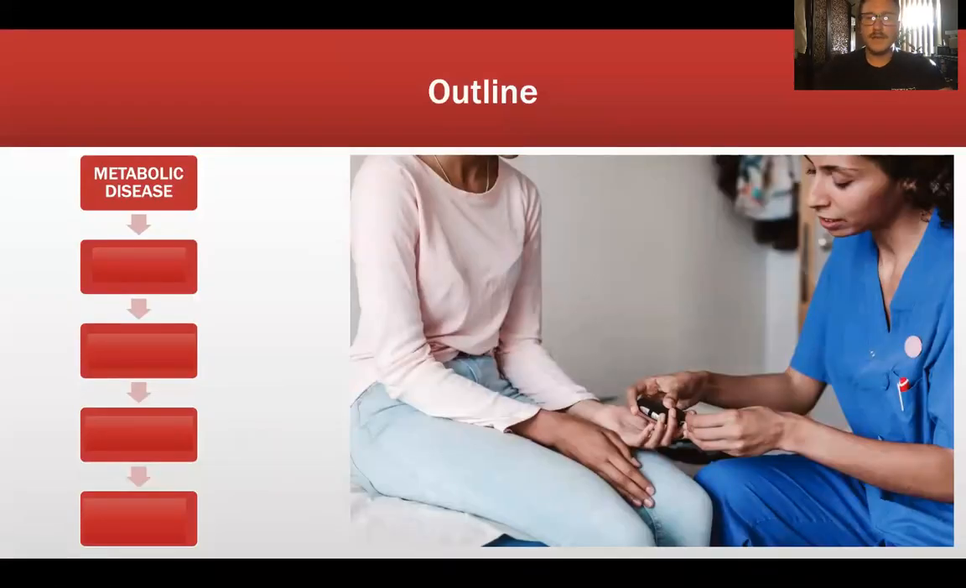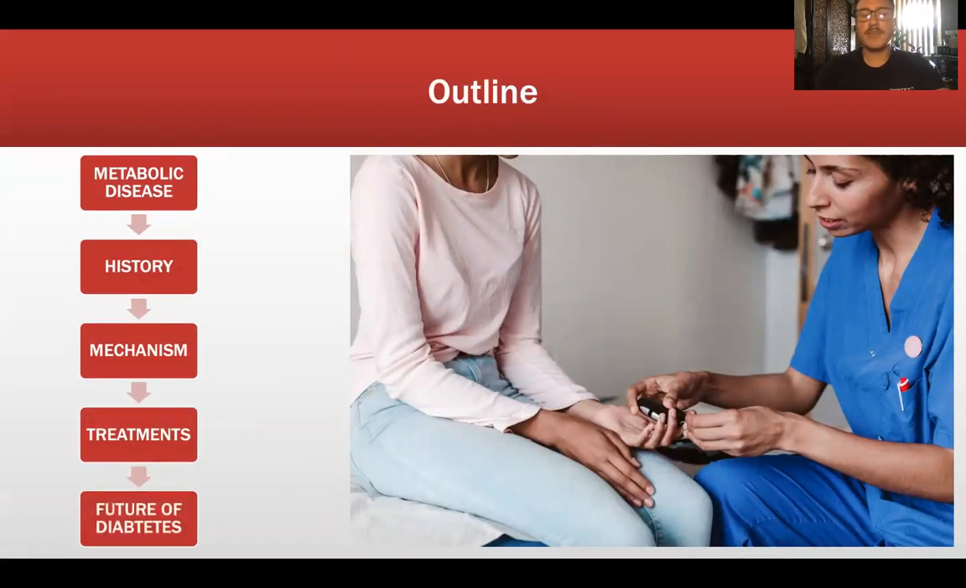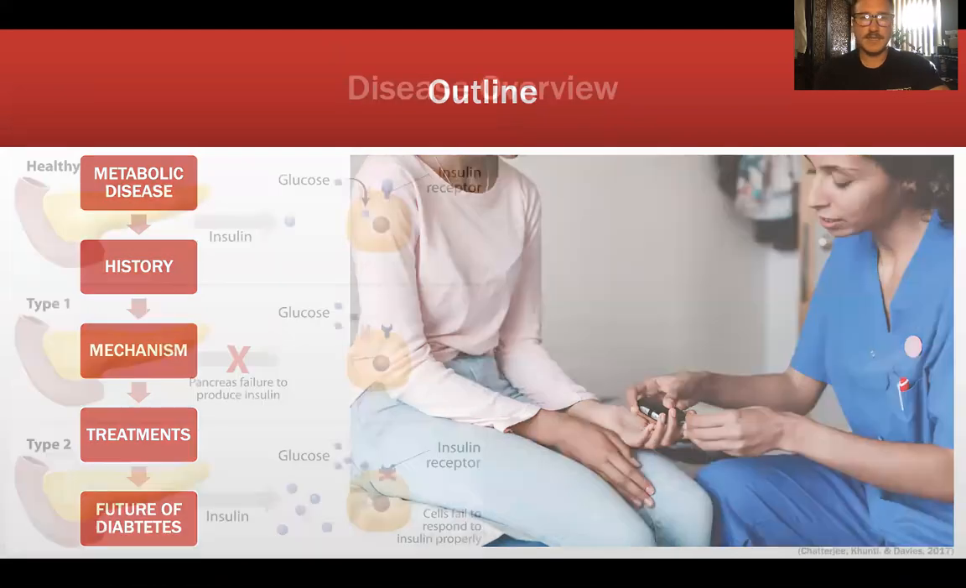So we're going to be going over what is metabolic disease, the history of diabetes type 2, mechanism of diabetes type 2, current treatments, and what the future of this disease looks like.